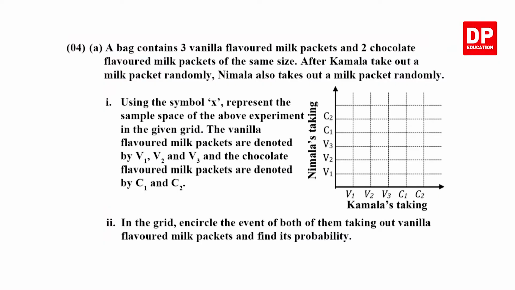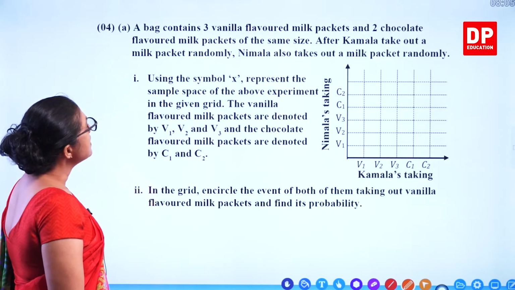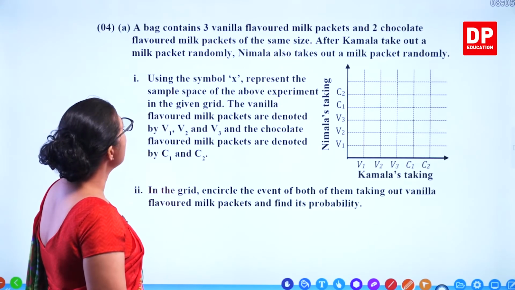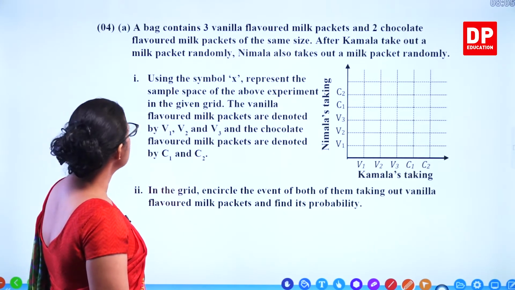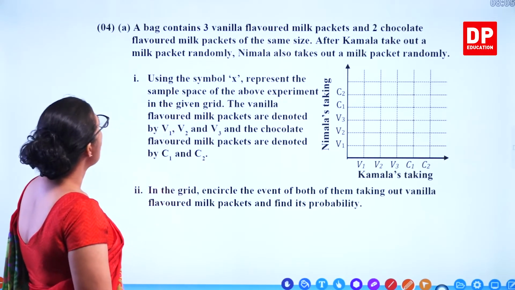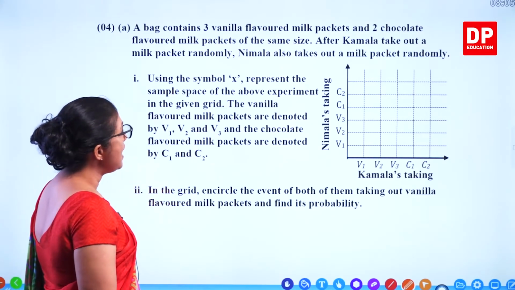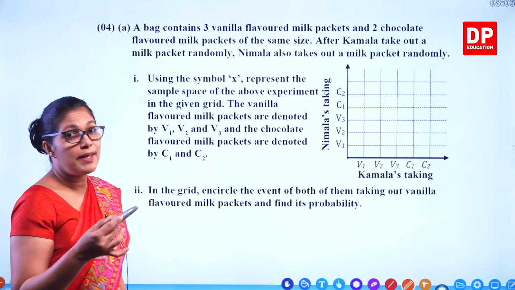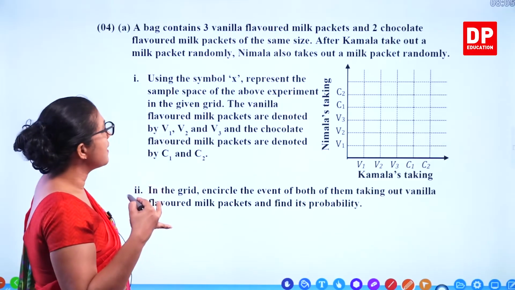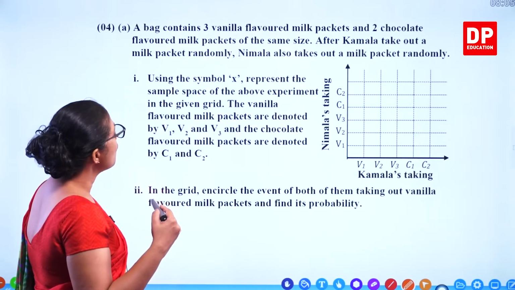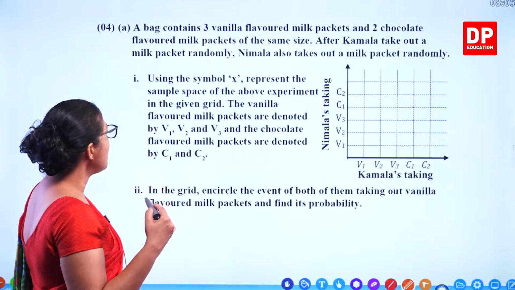Question number 4. A bag contains 3 vanilla flavored milk packets and 2 chocolate flavored milk packets of the same size. After Kamala takes out a milk packet randomly, Nimala also takes out a milk packet randomly. So that means not replacing. Using the symbol X, represent the sample space of the above experiment in the given grid.